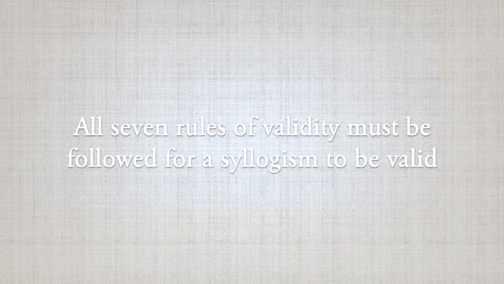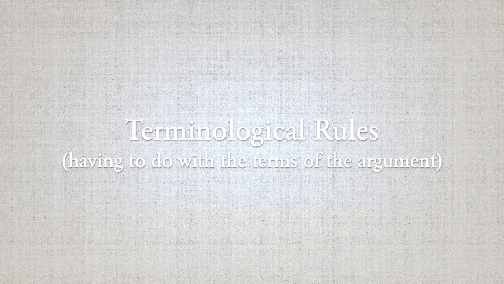Well, in this chapter and the next two, we are going to cover the 7 rules of validity. All of these rules must be followed for a syllogism to be valid. So it's as if our machine has 7 parts, and they all must be working in order for the process of reasoning to go correctly. In this chapter, we'll cover the first 2 rules, and these 2 rules are grouped together and called terminological rules. That's just a fancy way of saying these 2 rules have to do with the terms of the argument. In particular, these 2 rules revolve around the middle term of the argument.